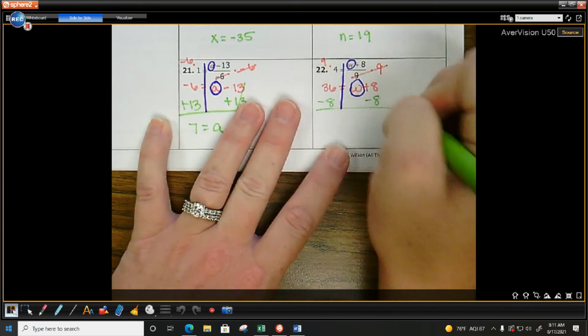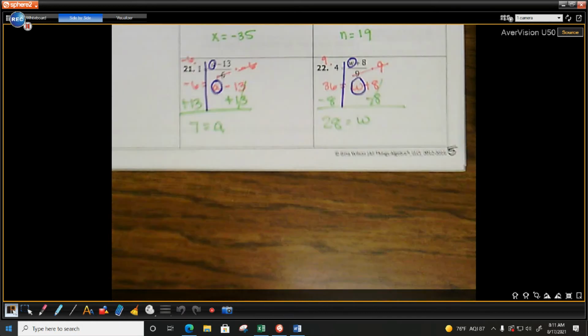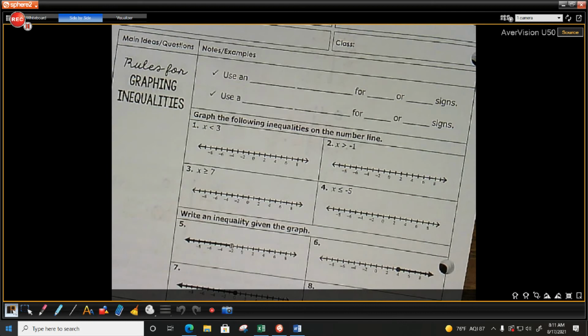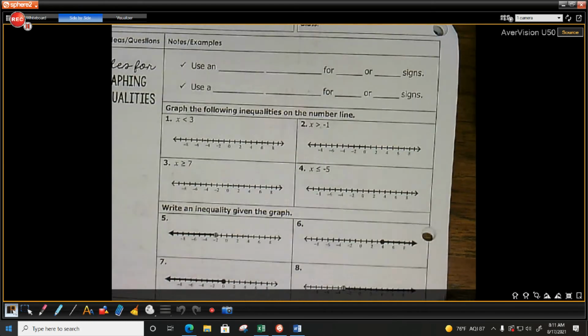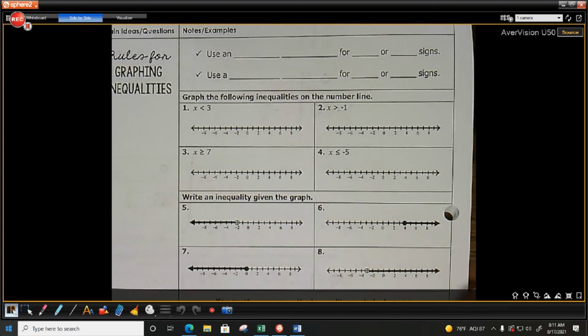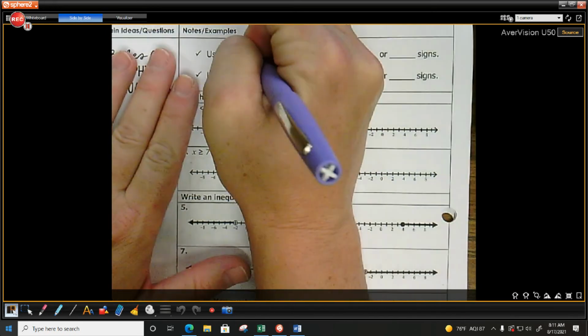Okay, we good? Okay, now we are moving on to solving inequalities. I will tell you the great thing about solving inequalities, same as solving equations, okay? First, we need to know how to graph our inequalities, okay? So, you are going to use an open circle for less than or greater than signs.